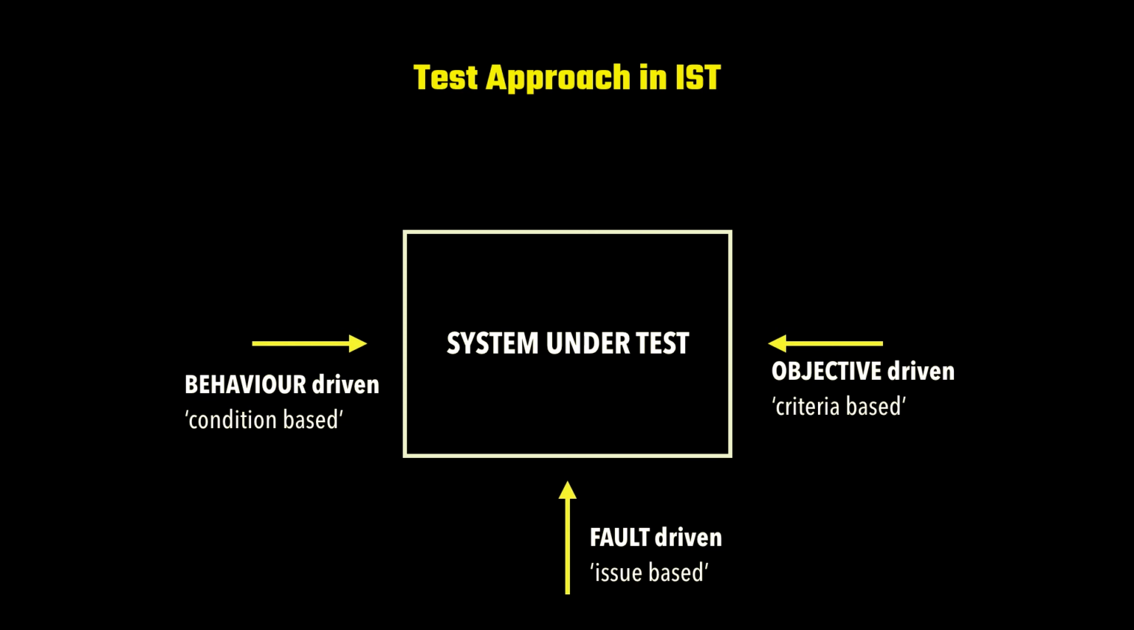What is the test approach in IST? When we look at a system under test, be it just one of those entities or a collection of those entities, which may be a part of a system or a whole system, whatever be the system under test, there are three ways that we look at how we test. One, from the notion of behavior, looking at it from the front and understanding what are the various conditions that govern the behavior and then using that to test.